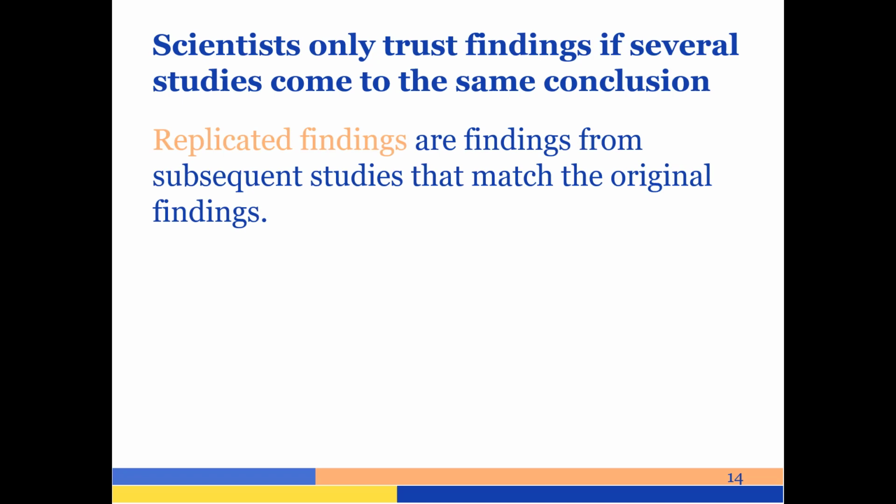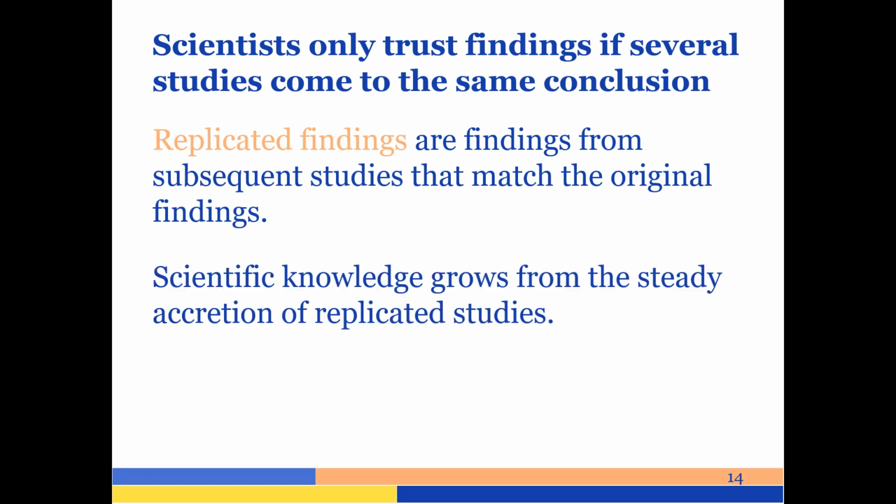We can only trust findings if several studies arrive at the same conclusion. What we hope for is replicated findings. We want to show something in our study, and we want our colleagues across the country and world to find the same thing. It's only by seeing many studies that achieve the same thing that we start to believe the things are true. Scientific knowledge grows from the steady accretion of replicated studies. The goal of science is to be both public and replicable.